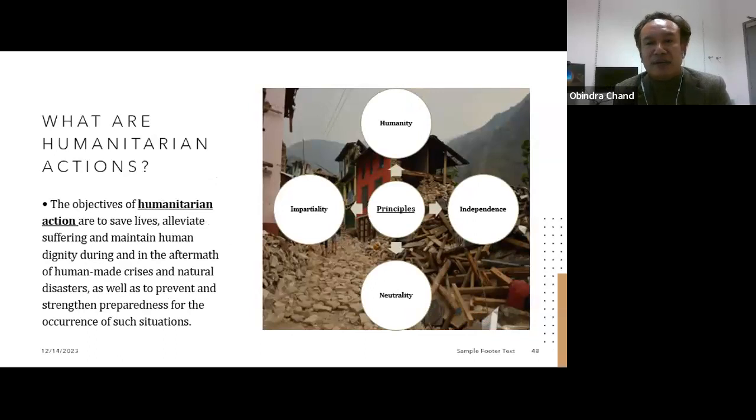Core principles of the humanitarian actions. What are the humanitarian actions and what are its core principles? As all of us know in this call, the key objective of humanitarian action is to save lives, alleviate suffering, and maintain human dignity during and in the aftermath of any sort of crisis, either natural or human-made, and to prevent and strengthen preparedness for the occurrence of such situations. As Michael mentioned, the key principles of humanitarians are humanity, impartiality, neutrality, independence. Next slide, please.